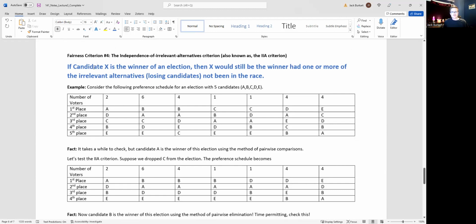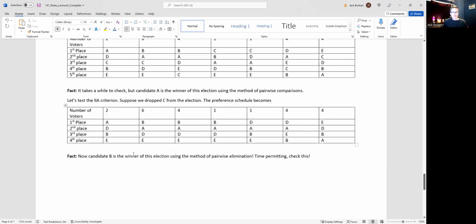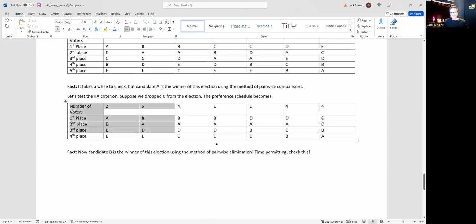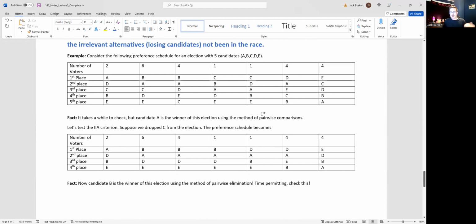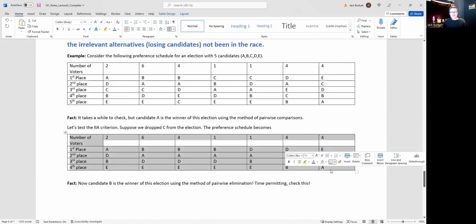To test if this election satisfies the IIA criterion, what we can do is see what happens if we drop an irrelevant alternative from the candidates. What happens if we drop candidate C? In that case, this is what the preference schedule becomes. I took C out and I moved everyone up a spot that had to be moved up. So if C was 3rd place on a preference ballot, the 4th and 5th place are moved up 1 spot. After removing C, this is the resulting preference schedule.